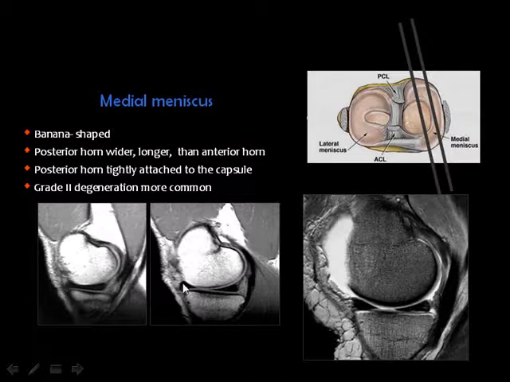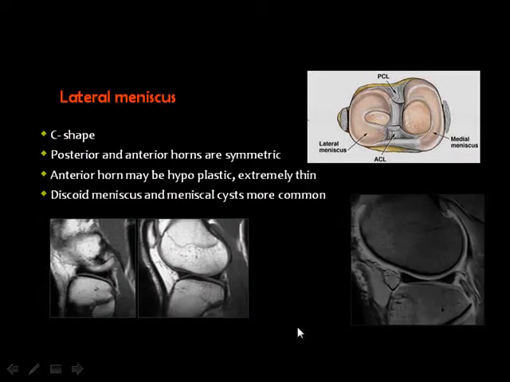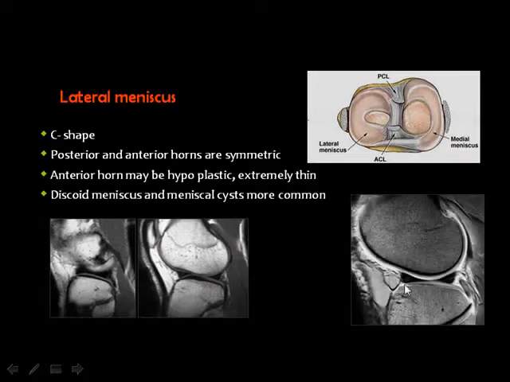And this is the anterior horn and this is the posterior horn of the medial meniscus. Look at this, this is the lateral meniscus. This is the anterior horn and the posterior horn, and this is the meniscal body. Okay?